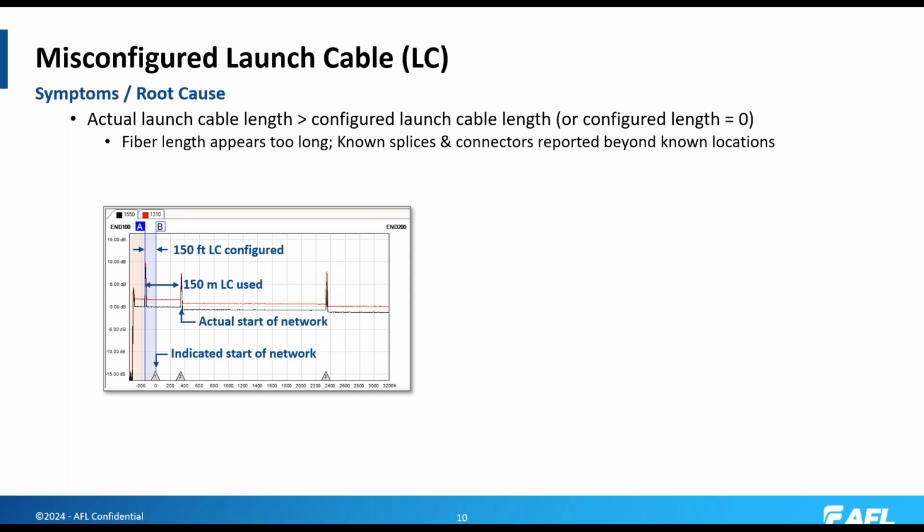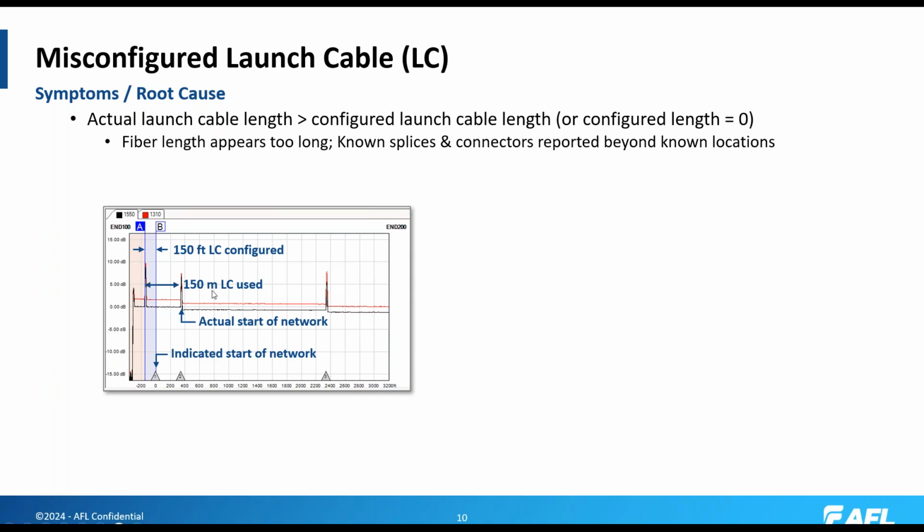A misconfigured launch cable. As I mentioned, you always want to connect to your network under test using a launch cable to separate the OTDR connection from the first connection to the network under test. When you do so, you may have misconfigured the launch cable. In this case, I'm showing that a 150-foot launch cable was configured when in fact a 150-meter launch cable was used. And a meter is a little bit more than 3 feet long.